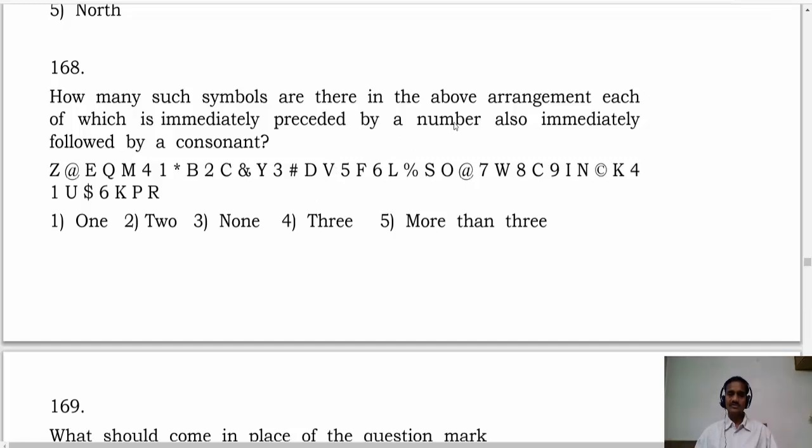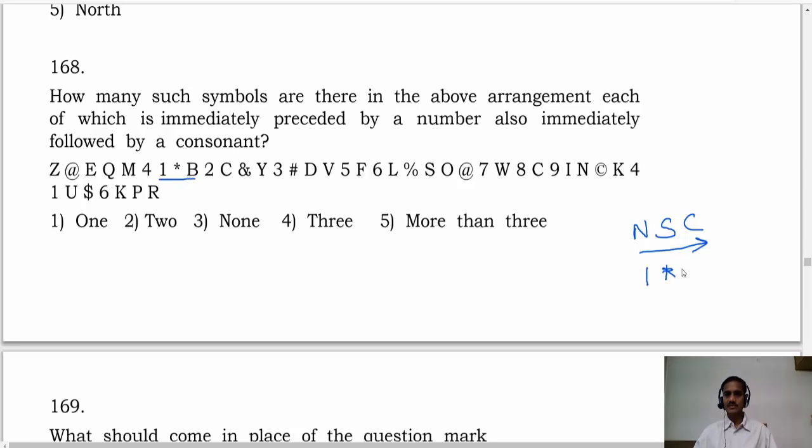In the above arrangement, each of which is immediately preceded by a number, symbol, and also immediately followed by a consonant. Number, symbol, consonant ఉండాలి. నెంబర్ ఉంది, సింబల్ లేదు. నెంబర్, సింబల్, కాన్సనెంట్ ఉందా లేదా? నెంబర్ ఈజ్ 1, సింబల్ ఈజ్ స్టార్ అండ్ B ఈజ్ కాన్సనెంట్.